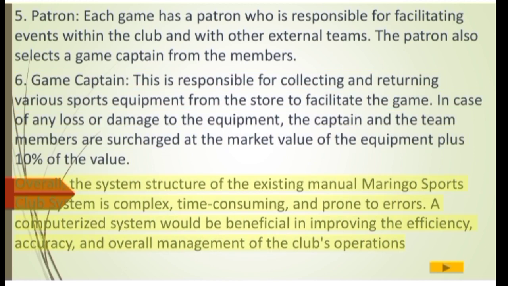Overall, the system structure of the existing manual Maringo Sports Club system is complex, time-consuming, and prone to errors. A computerized system would be beneficial in improving the efficiency, accuracy, and overall management of the club's operations.